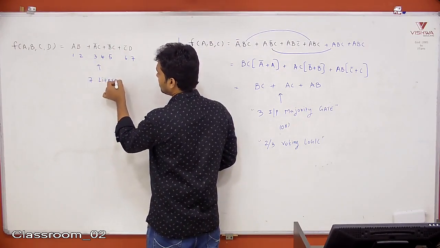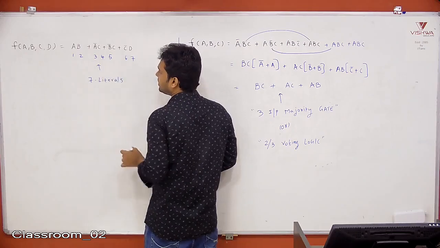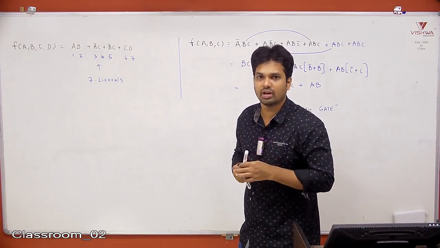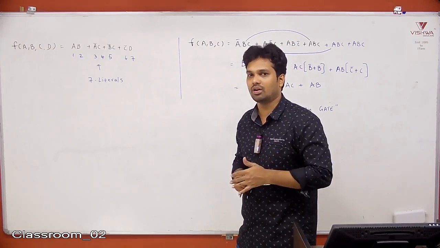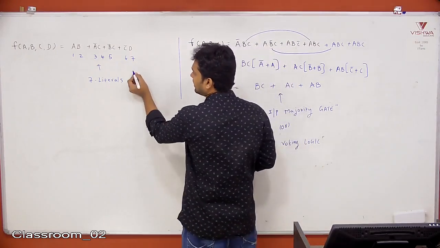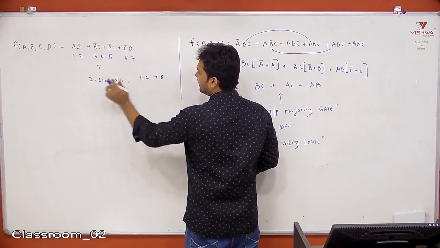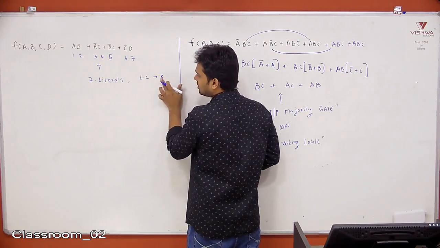Seven literals are present. We should minimize this expression into 4 literals. Let us see whether it is possible or not. Is it clear? Here the literal count is 8, while the number of literals is 7.